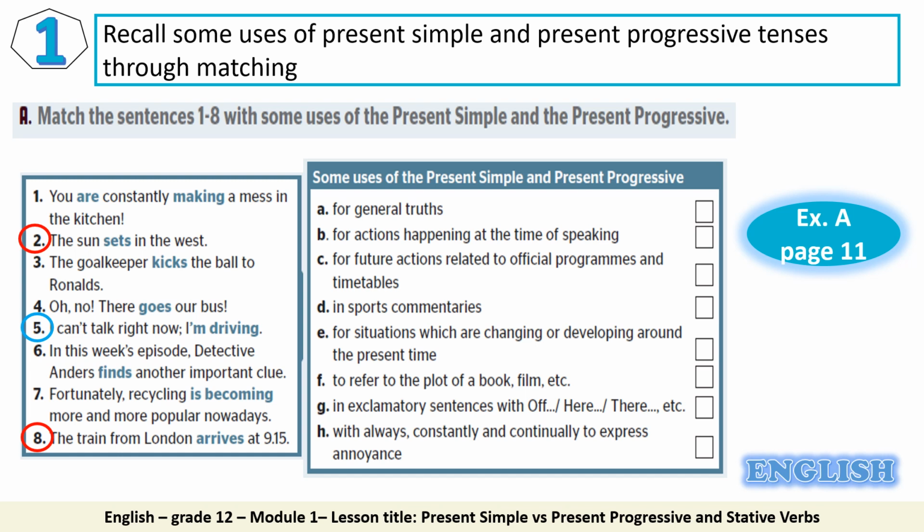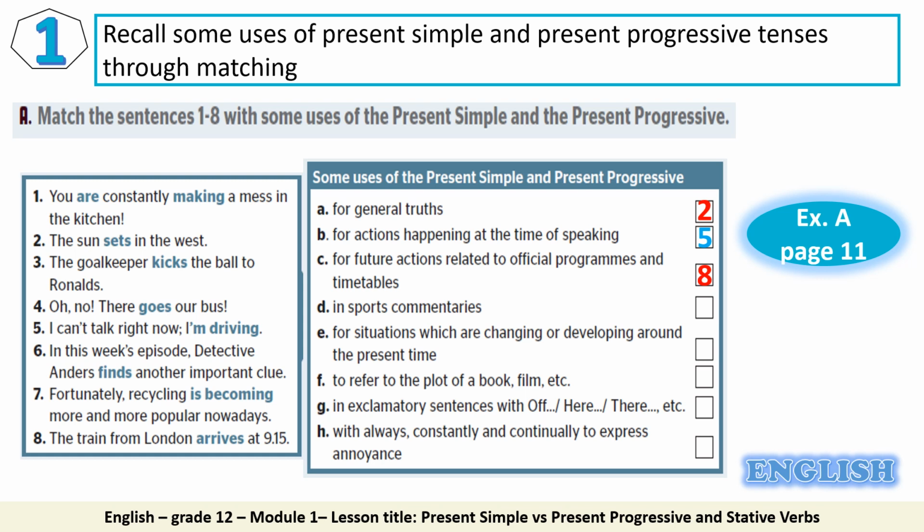Sentences 2 and 8 are illustrations of the present simple tense. Sentence 2 for general truths and 8 for future actions related to official programs and timetables. However, sentence 5 is an illustration of the present progressive tense, expressing an action happening at the time of speaking. Now, the ball is in your court. Pause the video and do the rest of the activity. You're done, right? Let's then discuss our answers.